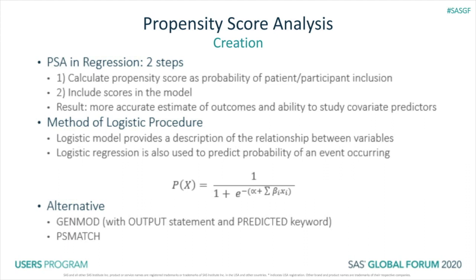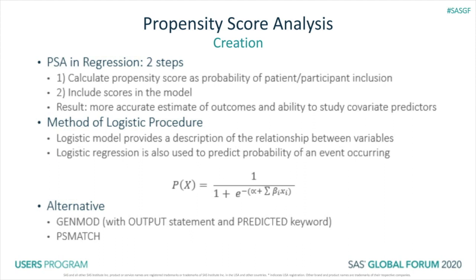The logistic procedure, like I said, is one of the most popular ways of creating propensity scores. The logistic model itself provides a description of the relationship between the variables, which allows us to create that propensity score. Logistic regression is then used to predict the probability of an event occurring and then pushes that out into a variable, which we can use within the model.